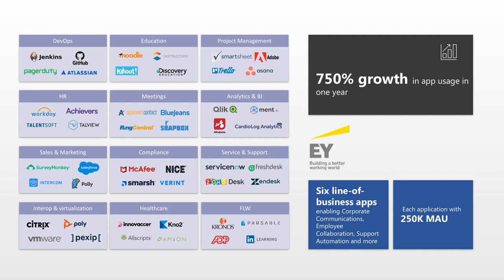One of our marquee customers, EY, standardized their business processes and workflows on Teams by building 6 line of business applications. EY employees use these applications every single day to communicate and collaborate, resulting in over 250,000 monthly active users for each of these 6 applications. Broad Teams adoption has been a critical milestone in the EY digital workplace transformation story. Now, let's hear from a few partners like you that have built on Teams and delivered customer impact via Teams.